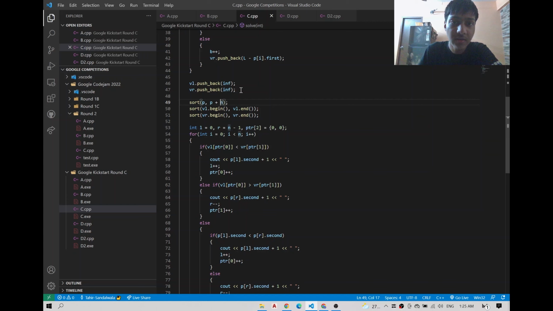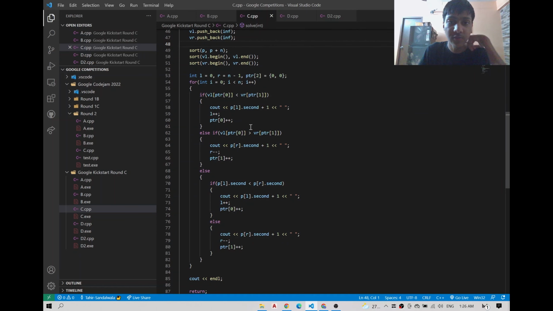And the reason I've pushed infinity into both VL and VR is because once I have exhausted the vector, basically once I've exhausted all ants that are going to fall off from the right end, say there are A ants that fall from the left end and B ants that fall from the right end. Once I've taken care of all those B ants, I'm still going to compare VL-PTR0 with VR-PTR1. So I basically want to set VR of PTR1 to be something really large, so that VL of PTR0 will always be smaller, and I can always say that the next ant that's going to fall off will be from the left half and not the right half.